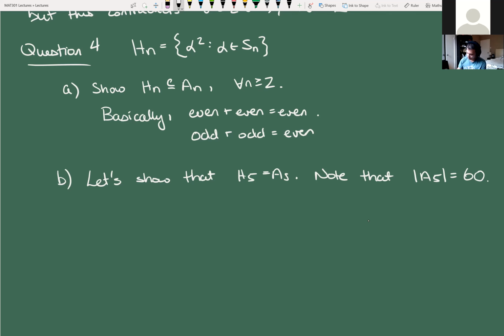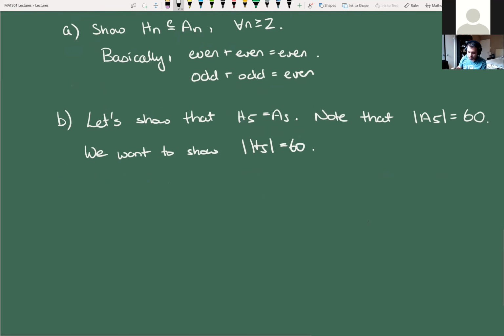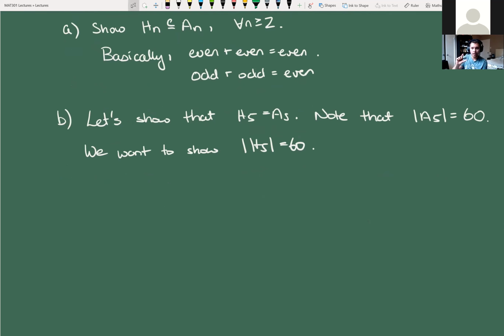Do you agree? So we want to show that H5 also has 60 elements, because if H is a subset of A, A has 60 elements, and H has 60 elements, they have to be equal. Okay. So let's start seeing what happens when we square elements of S5. Now, we can write every element of S5 as a disjoint product of cycles, right? So what we want to do is think about all the ways that you can write something as a disjoint product of cycles.